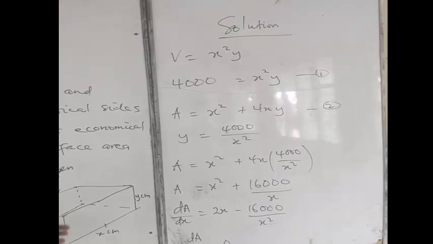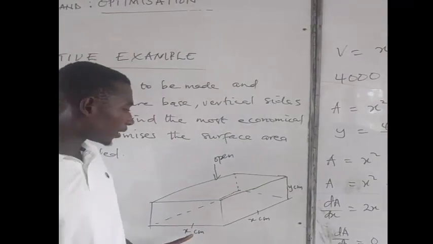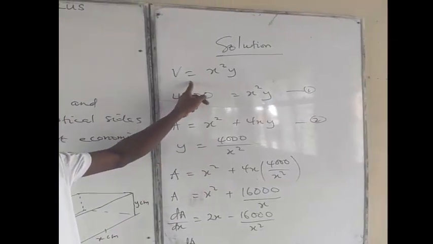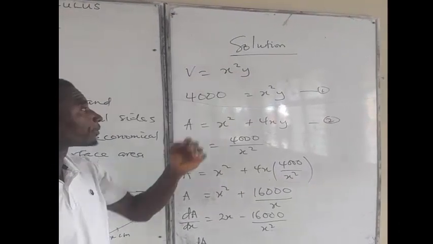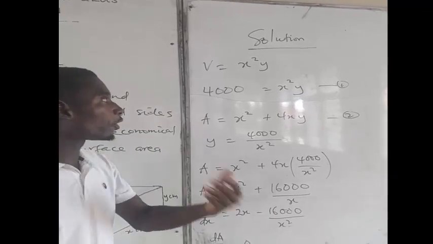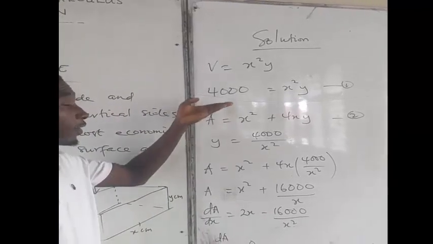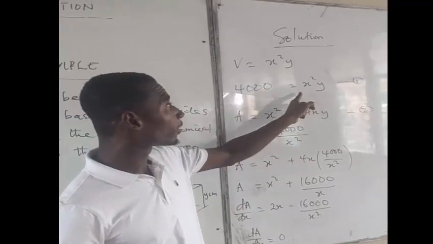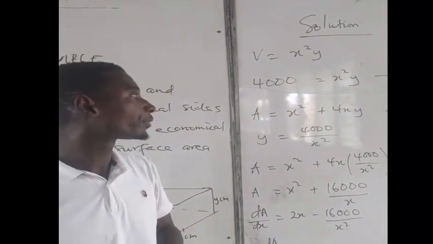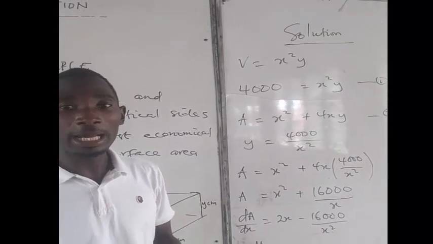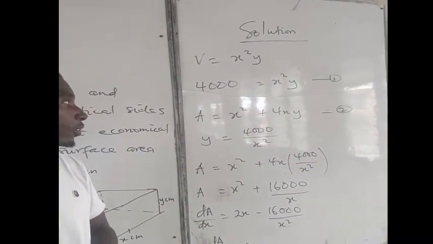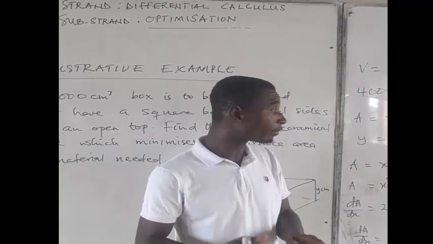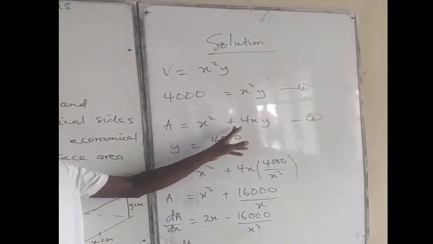Now the solution. From the box, we have the volume to be equal to length times breadth times height, which of course is V is equal to x squared y. The volume of the shape is given to us as 4,000 centimeter cube. So therefore I have 4,000 is equal to x squared y. I am supposed to minimize the surface area, so I have to find an expression for the surface area, which of course is given by x squared plus 4xy.